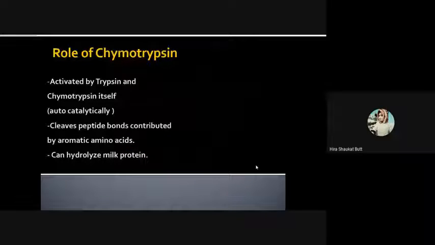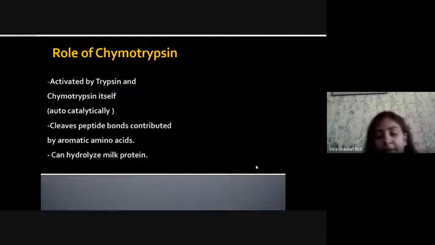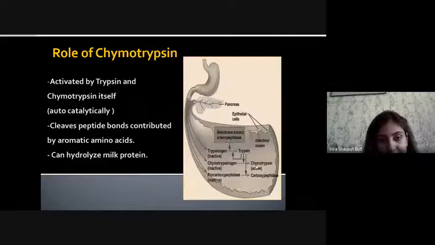What is the action of chymotrypsin? Chymotrypsin basically supports the role of trypsin, and it breaks the peptide bonds present between the aromatic amino acids and also works on the milk protein.